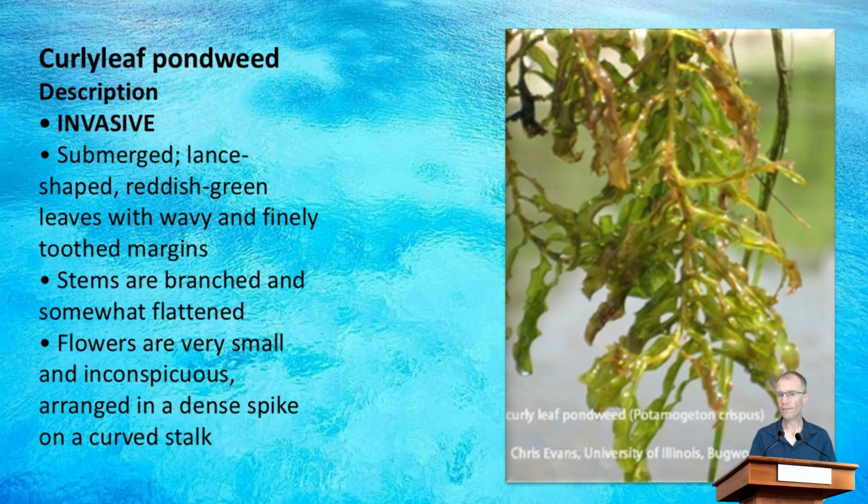Curly-leaf pondweed. Description: invasive. Submerged, lance-shaped, reddish-green leaves with wavy and finely toothed margins. Stems are branched and somewhat flattened. Flowers are very small and inconspicuous, arranged in a dense spike on a curved stalk.